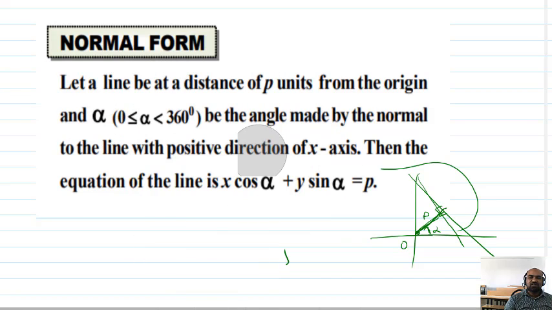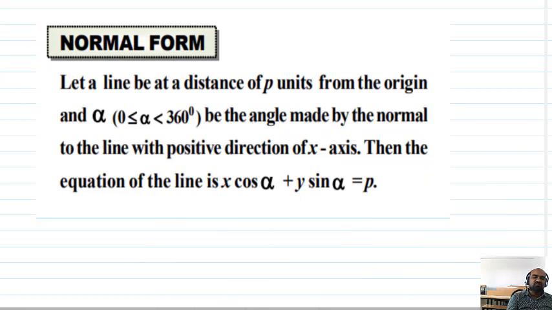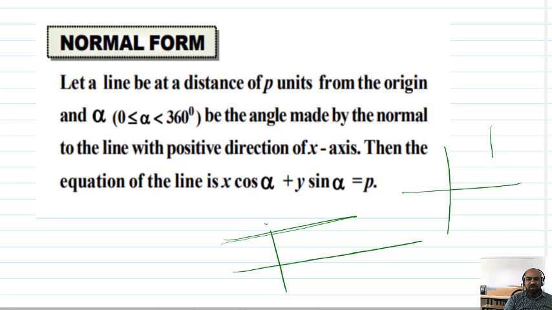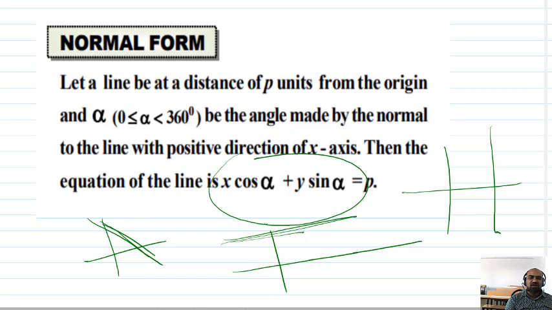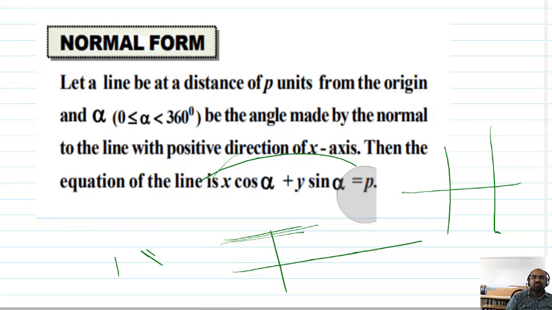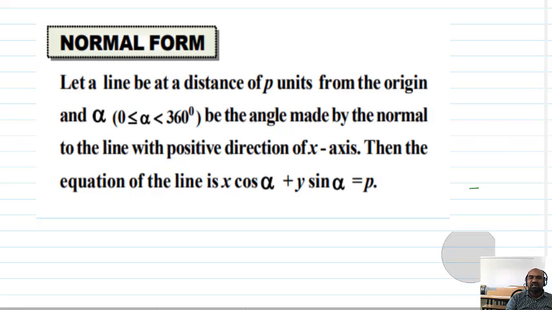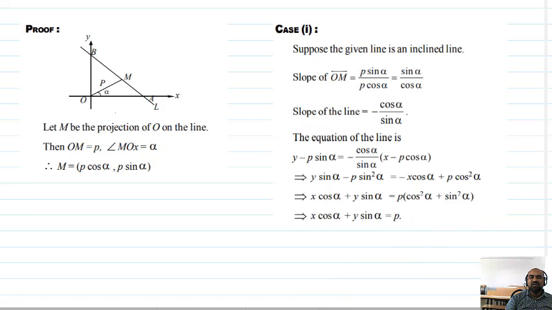Okay, now I will prove this one. To prove this, you need to take several cases. One case is the line may be horizontal. Second case is the line may be vertical. Third case, the line may be neither horizontal nor vertical, which means an inclined line. You want to show that all the lines are of the form x cos alpha plus y sin alpha equal to p. Now first of all I want to use the inclined line, neither parallel to any one of the axes. Inclined line.